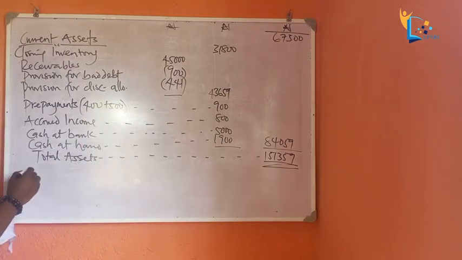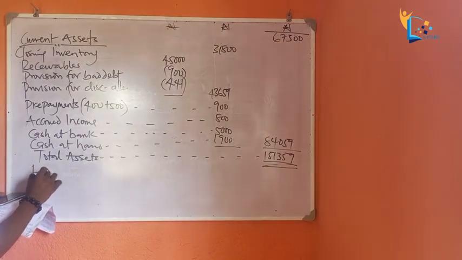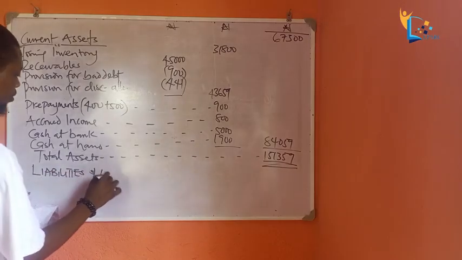So the next one will be liabilities and equities.